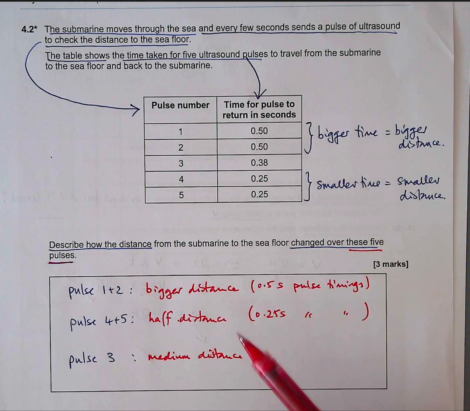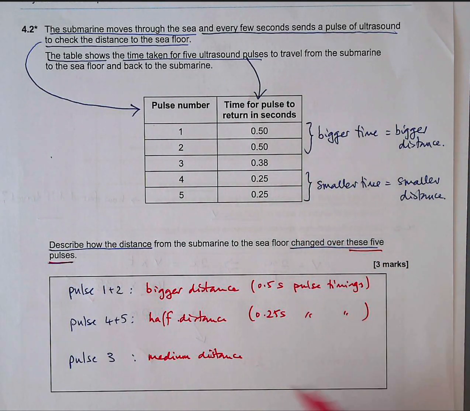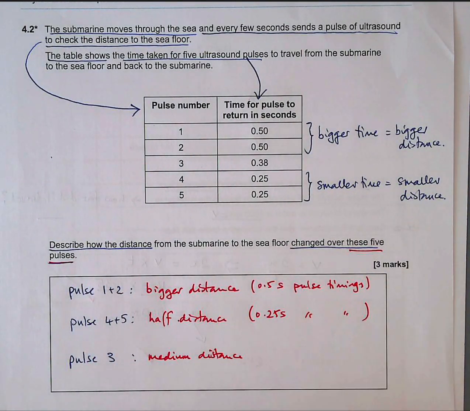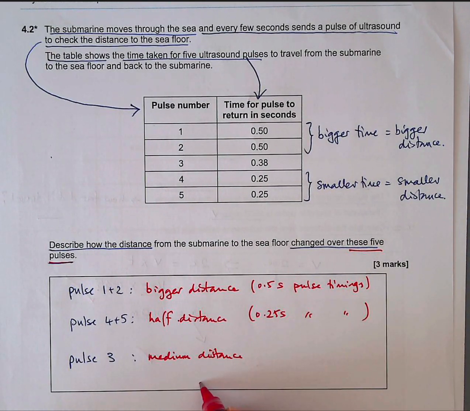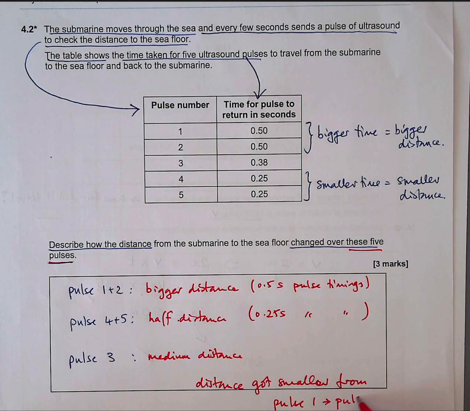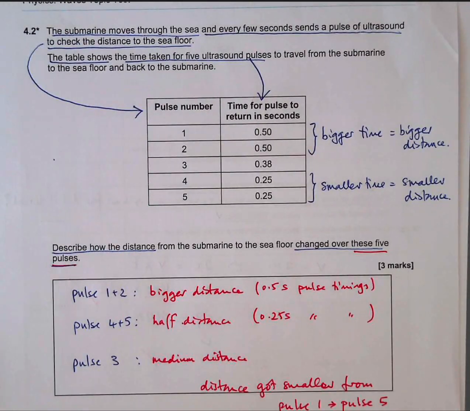So you can see they're going from deeper water gradually into shallower water. So how can you describe how distance changed over these 5 pulses? The distance became smaller. So the conclusion is the distance got smaller from pulse 1 to pulse 5. So they want you to refer to the 5 pulses.